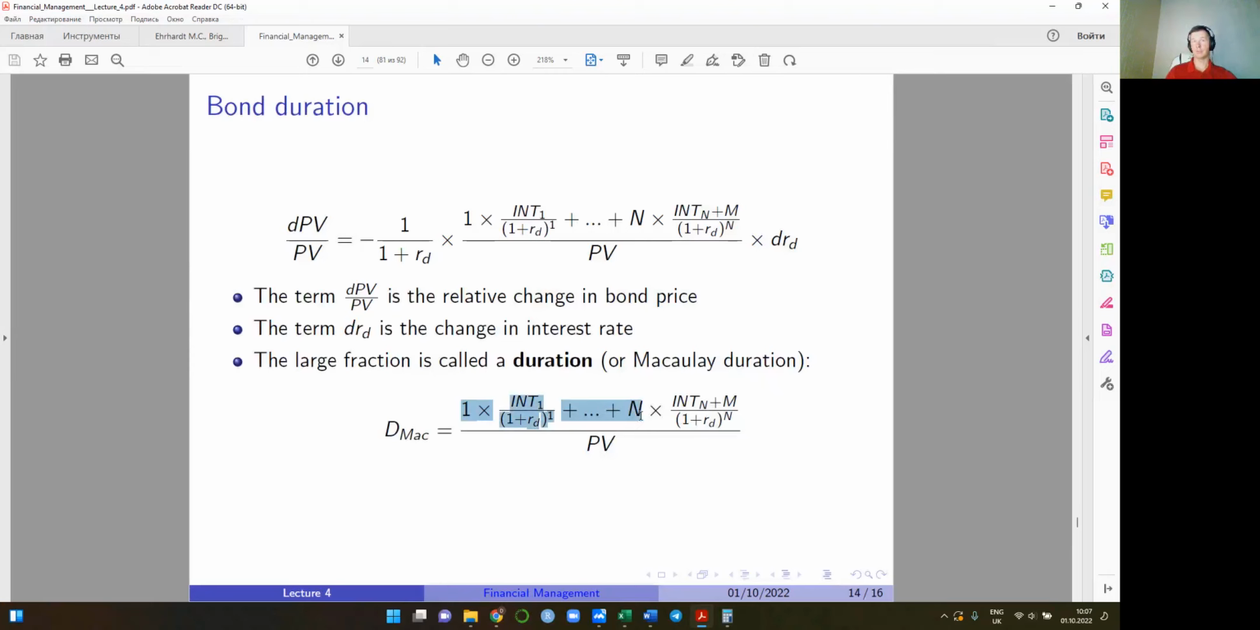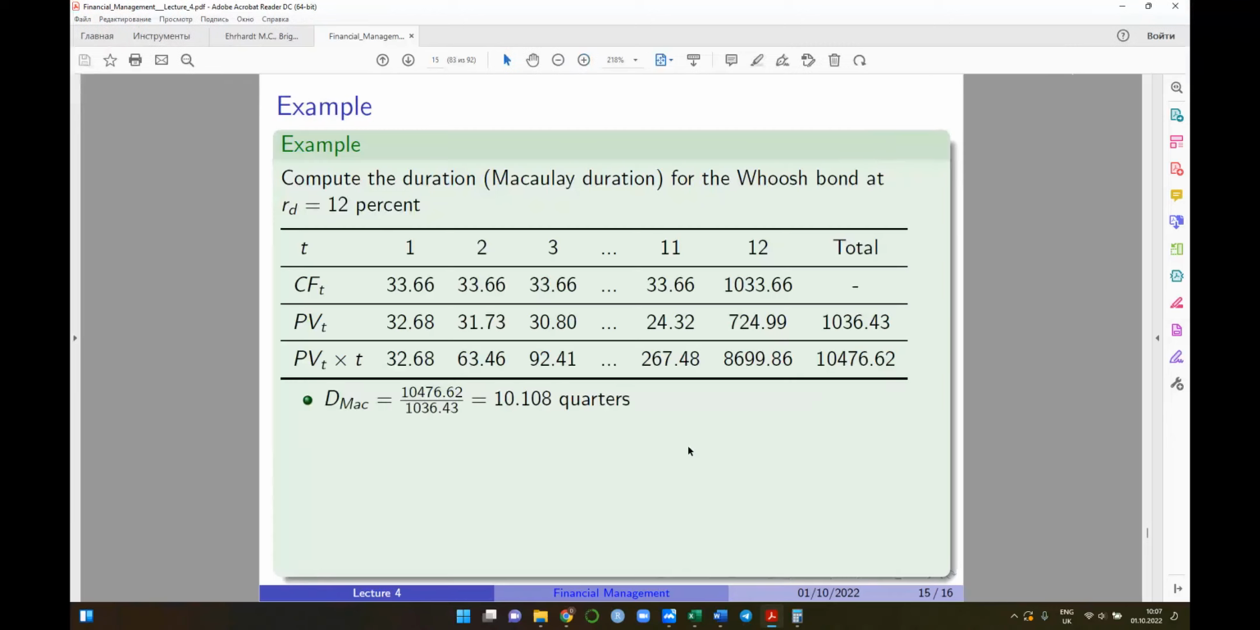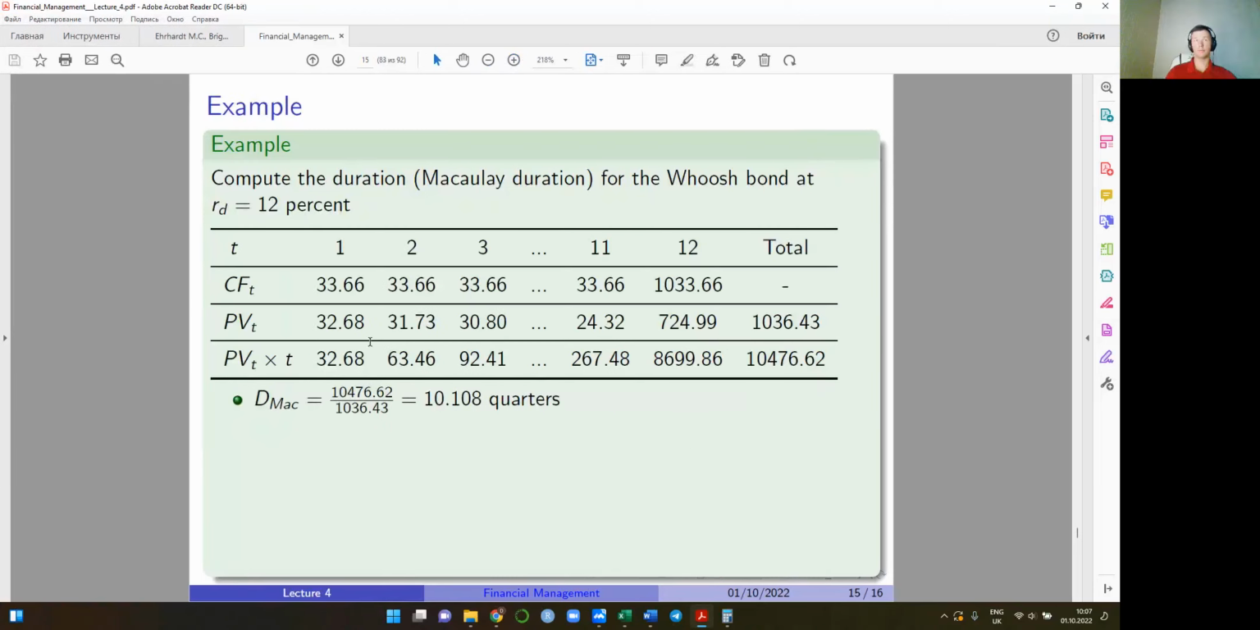Now we have this sum. We have a present value. We can divide this by this. And the result is 10.11 quarters. This duration is computed in quarters.